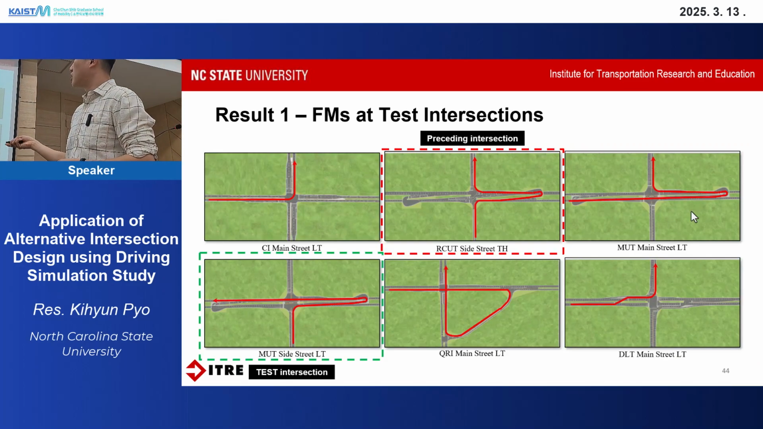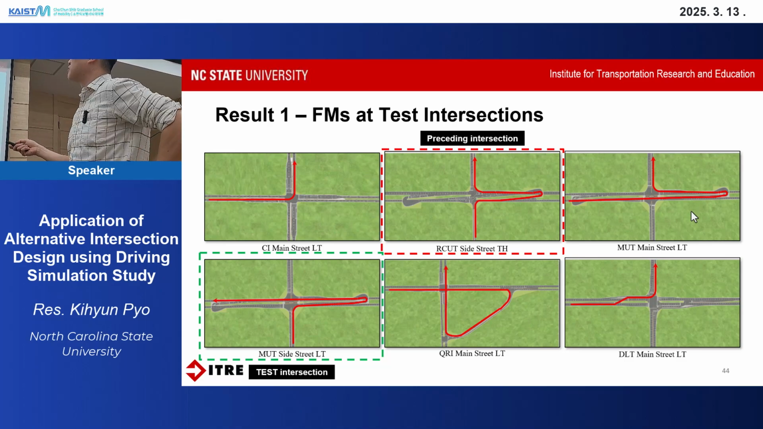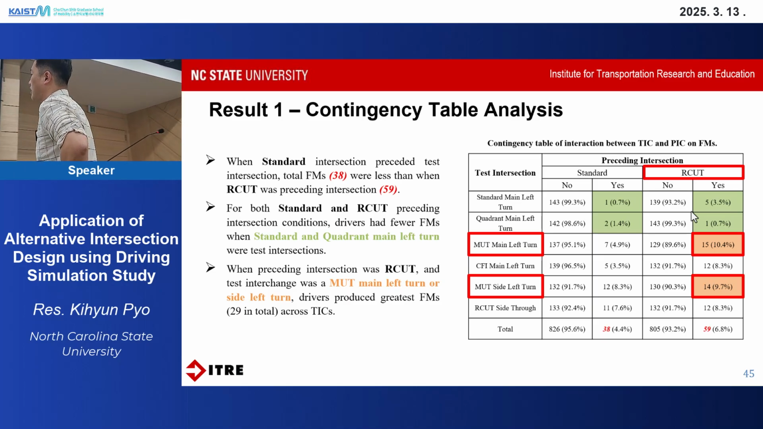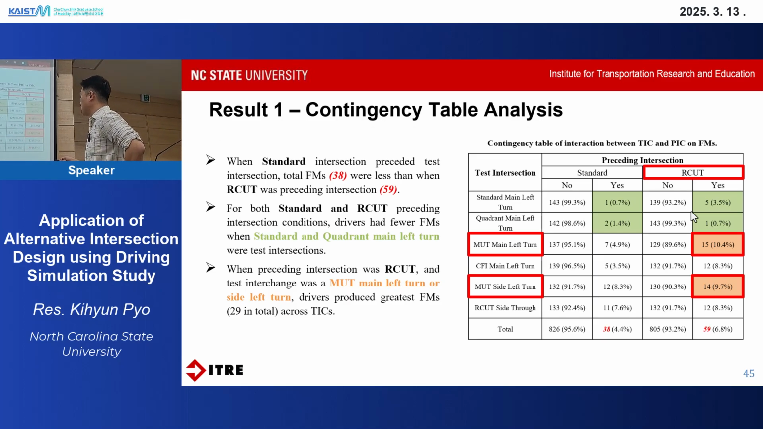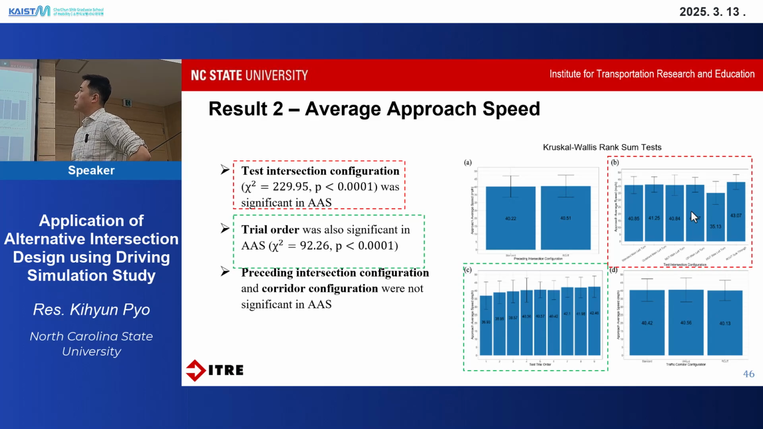So I'll show you again to repeat. When I put the R-cut as the preceding intersection, there are a lot of failure movements. The second one, MUT as the test intersection, there are a lot of failure movements. Again, this combination is very hazardous, and could lead to severe crashes or something like that. Second result is about the average approach speed.